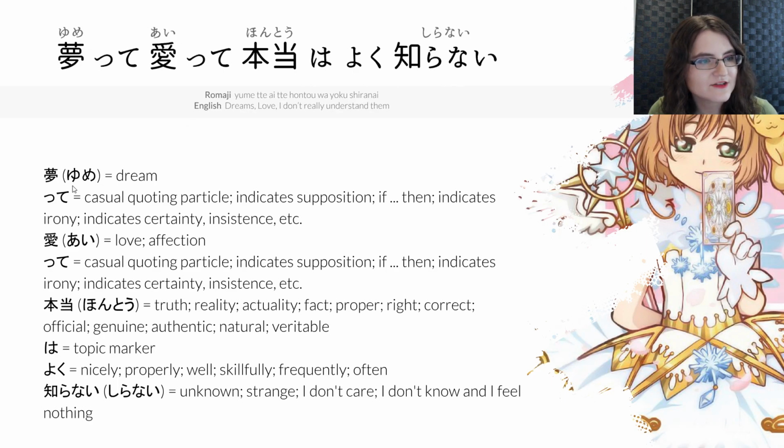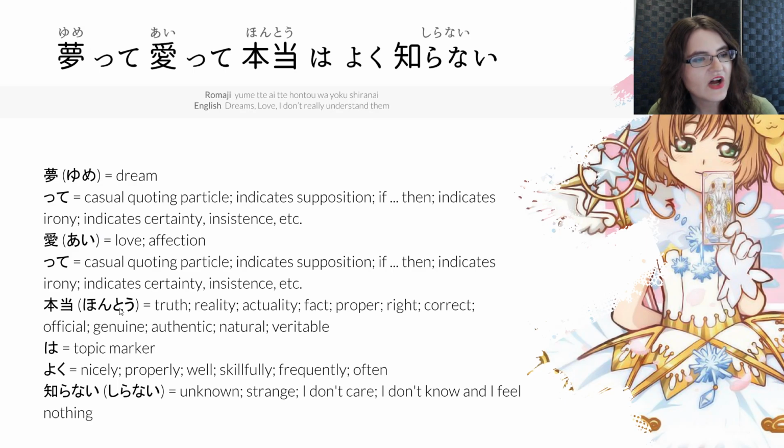So yume is dream, and te is the quoting particle. This is from the first verse. We had this come up twice, so it's the same format, having a noun and then the casual quoting particle, kind of saying this and this, stuff like that. And then ai is love, and then another casual quoting particle, so kind of like stuff like dreams and love.